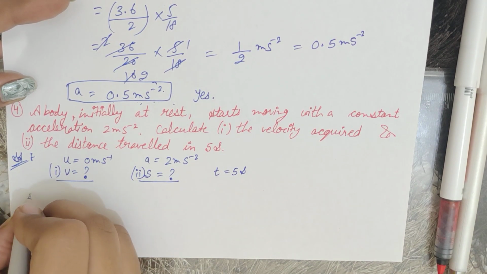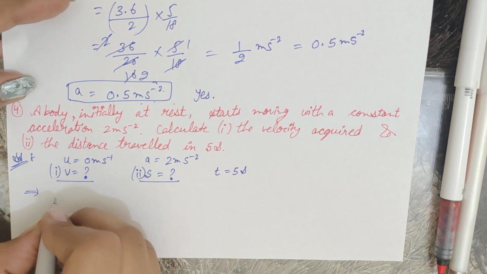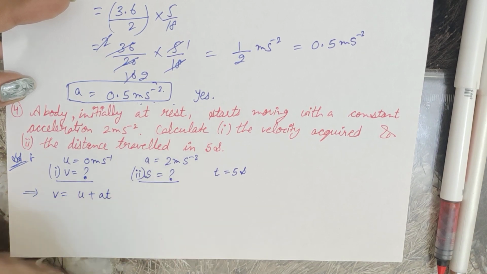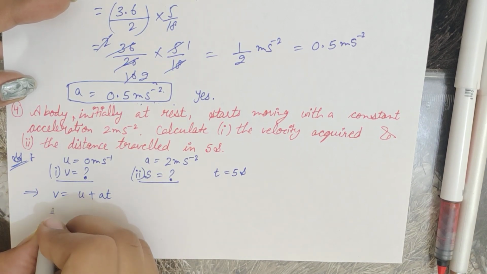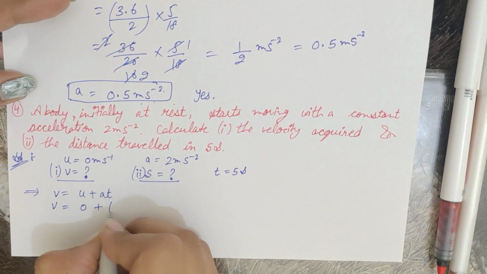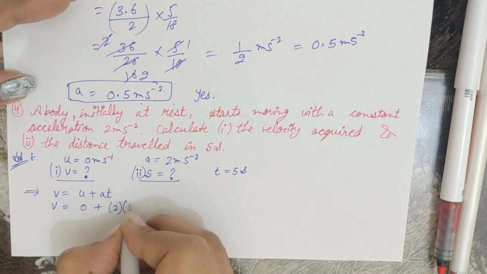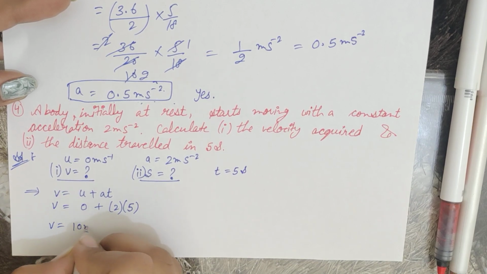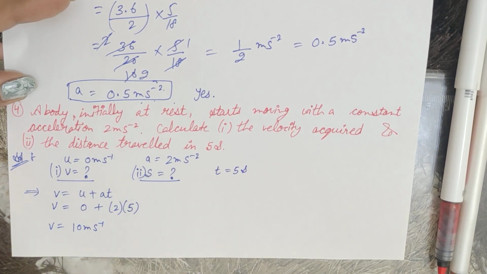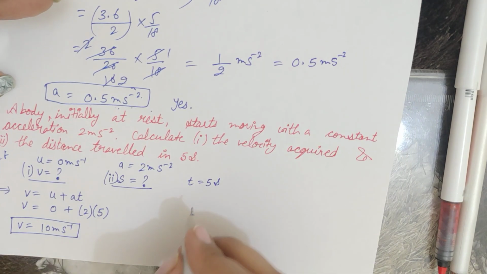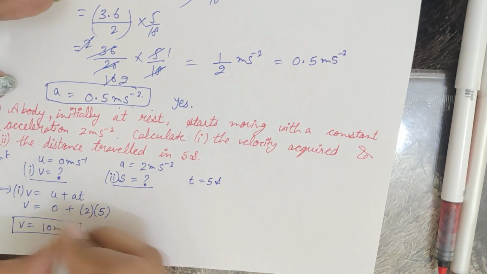For finding the first thing, we can use the simple equation of motion, v equals u plus at. This is the equation of motion. So v we need to find out. u is 0 here, a is given 2 and time is given 5. So v equals 5 times 2, which is 10 meter per second. This is the final velocity of the given body. This is the first part.